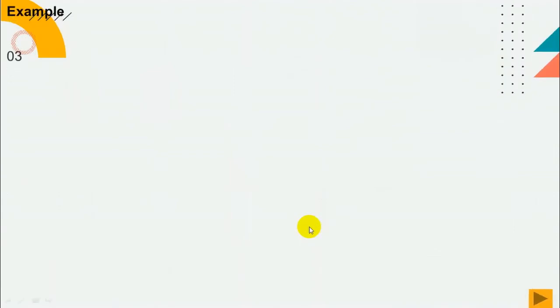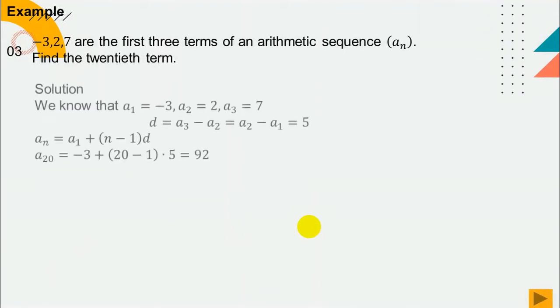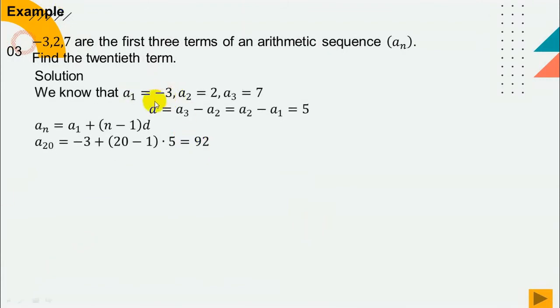Okay, example number 3. Minus 3, 2, 7 are the first three terms of an arithmetic sequence. Find the 20th term. Okay, so you can write the first term is minus 3, the second term is 2, and then the third term is 7. So we already know to find the difference, the difference is the third term minus the second term, or the second term minus the first term. You can use both of them to show that the difference is correct. So you will get the difference is 5.